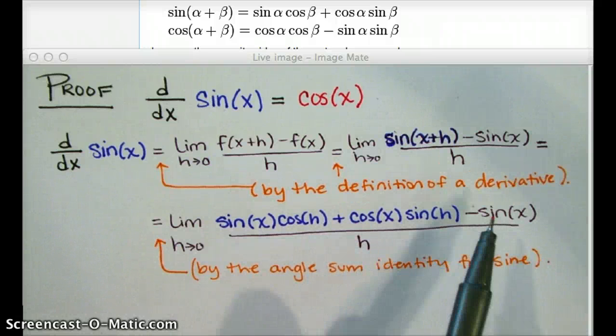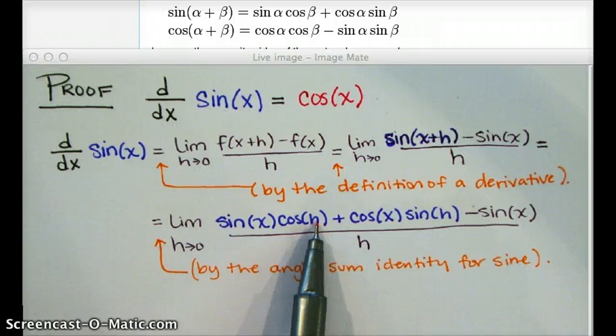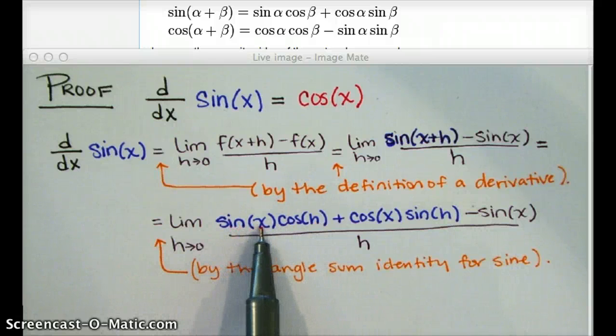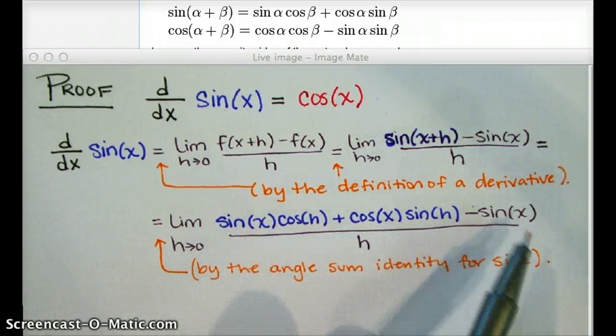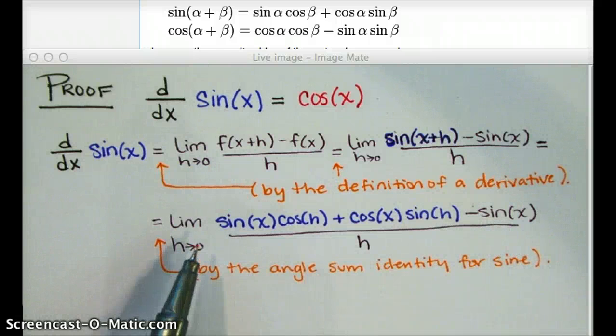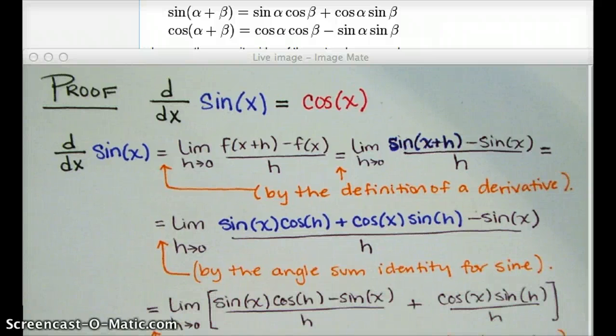In order to do that, I'm going to group the last term and the first term together, and I'm going to take out a GCF, which would be sine of x. Here's what it would look like. Notice that I also justified my last step just by naming the angle sum identity. Okay, next step is just rearrange things. And I chose actually to split it up into two fractions at the same time.